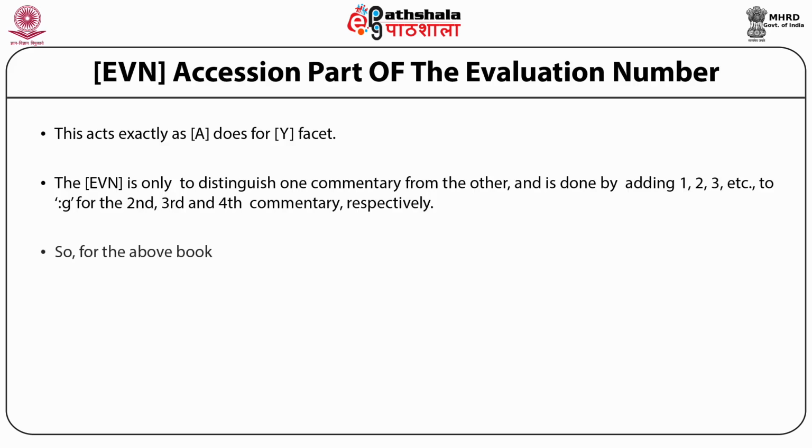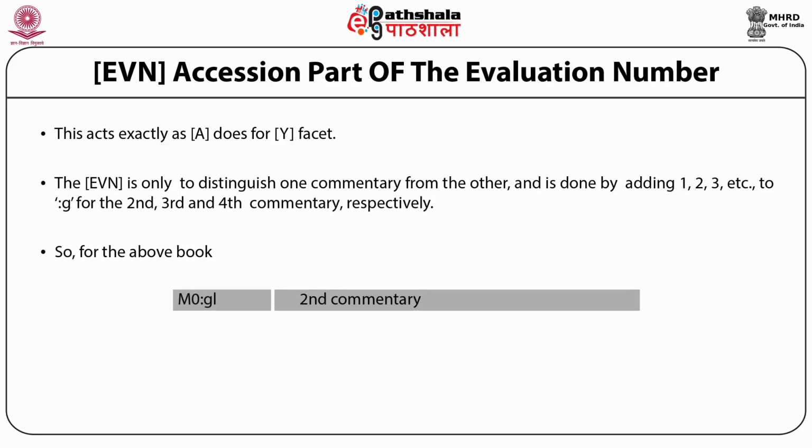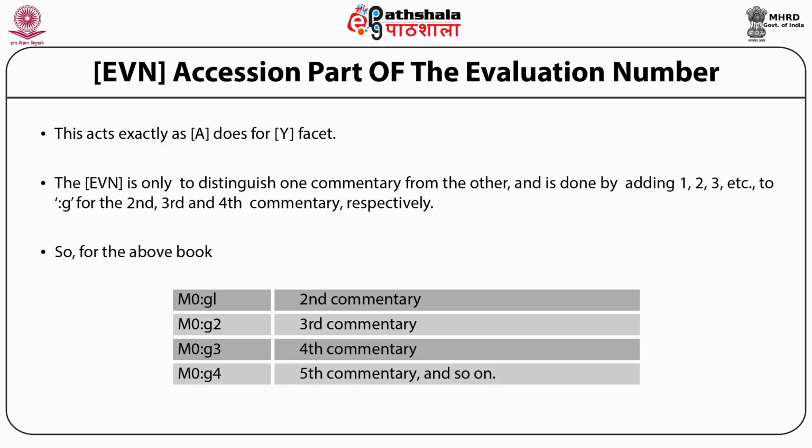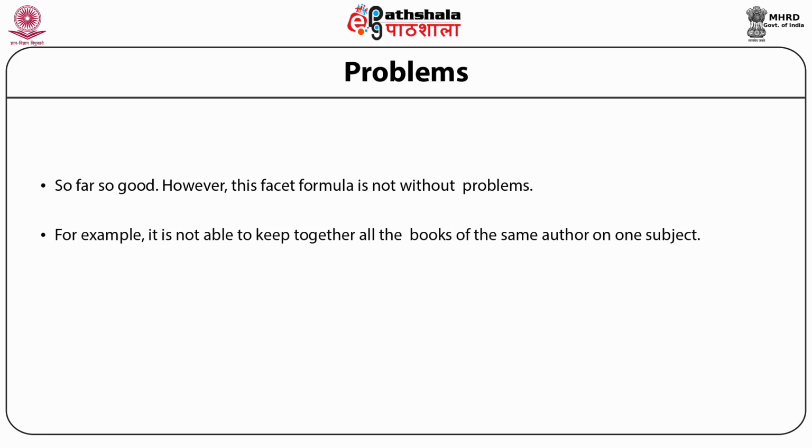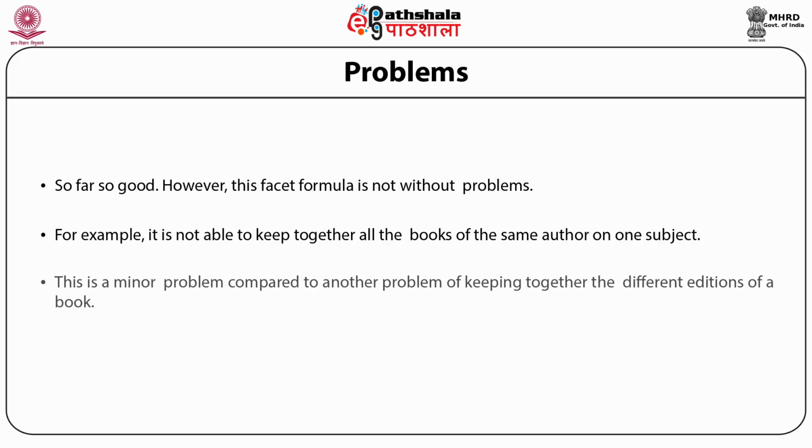Accession part of the evaluation number. This is pressed into service if there is more than one commentary on the same book. The evaluation number is only to distinguish one commentary from the other and is done by adding 1, 2, 3, etc. to :G for the second, third and fourth commentary respectively. So for the above book that we have already given, if there is a second commentary, it will get the number M0:G1. The third commentary will get the number M0:G2, M0:G3 for the fourth commentary, and so on. We will bring together all the commentaries of the same book.